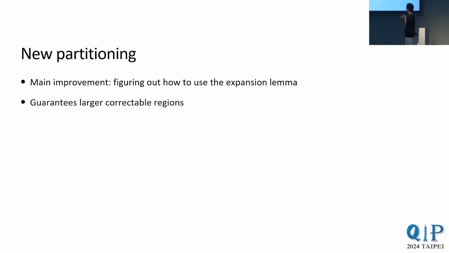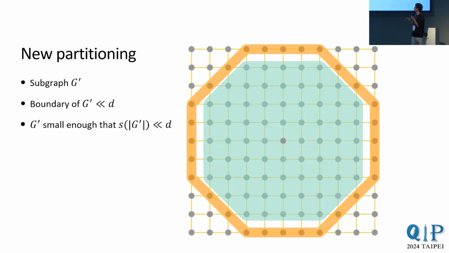So the main improvement was trying to find regions that are bigger than D and are still correctable. Now, how do we do that? We look at regions that satisfy a few conditions. So if you look at this subgraph G prime here, the teal shaded region, we require that it has a relatively small boundary. Here the boundary is in orange. The boundary is smaller than D, and also G prime can be much larger than D, but it still has to be small enough that its separators are going to be smaller than D.